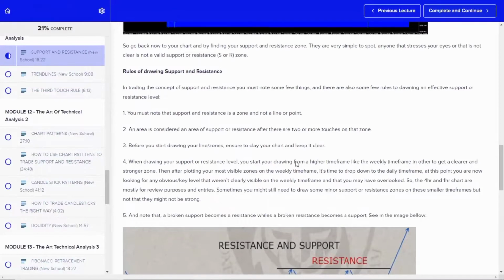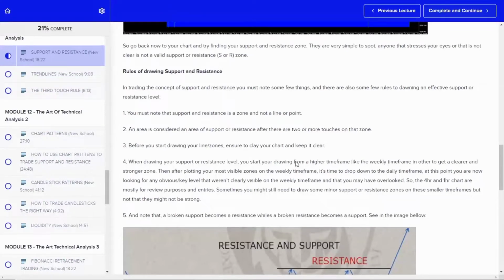Before you start drawing your lines, ensure to clear your chart. Ensure that you have a clear chart. Don't start making your chart look like a shrine. There are some beginner traders, when I look at their chart, it looks like a shrine because they have support and resistance on, trend lines on, indicators, Fibonacci, all scattered everywhere. But a good trader that understands his craft always has a clear chart.